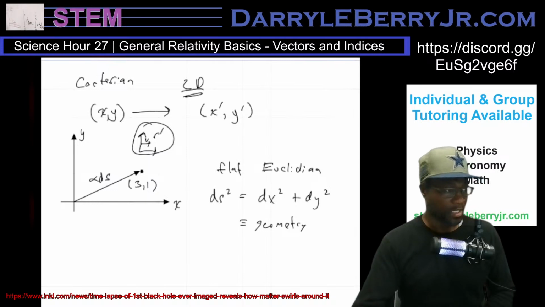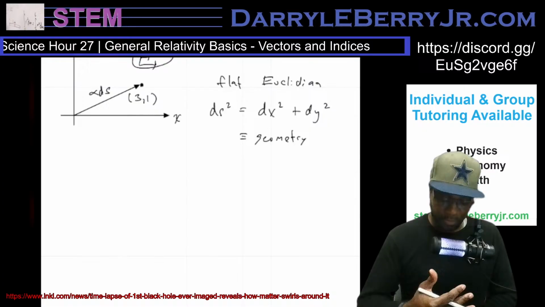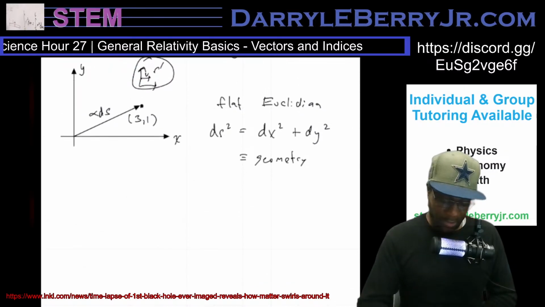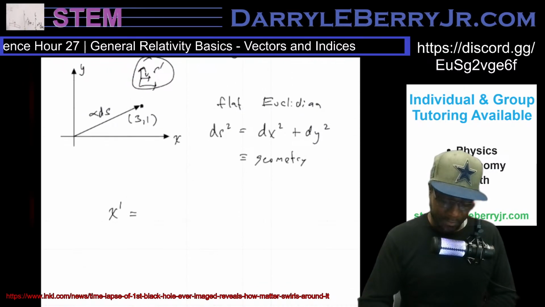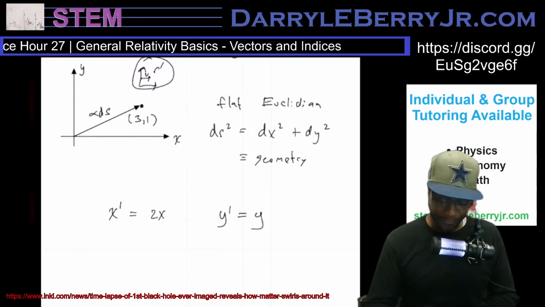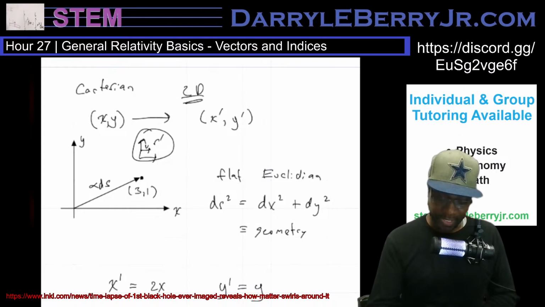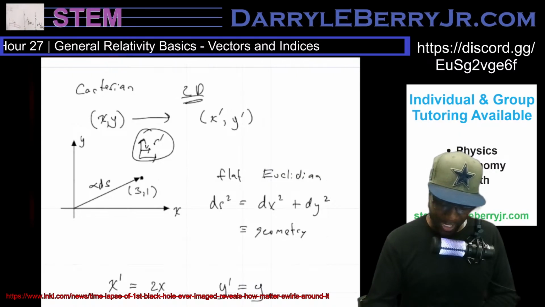All right. So what we're going to do is give this transformation: we're going to say that x prime is equal to 2x and y prime is equal to y. So we're going to transform from the x to the x prime, the y to the y prime.